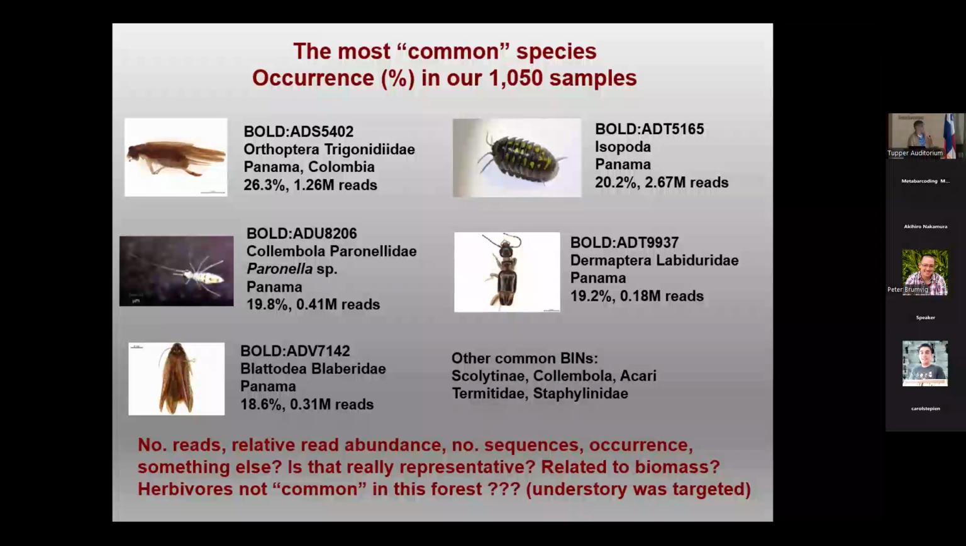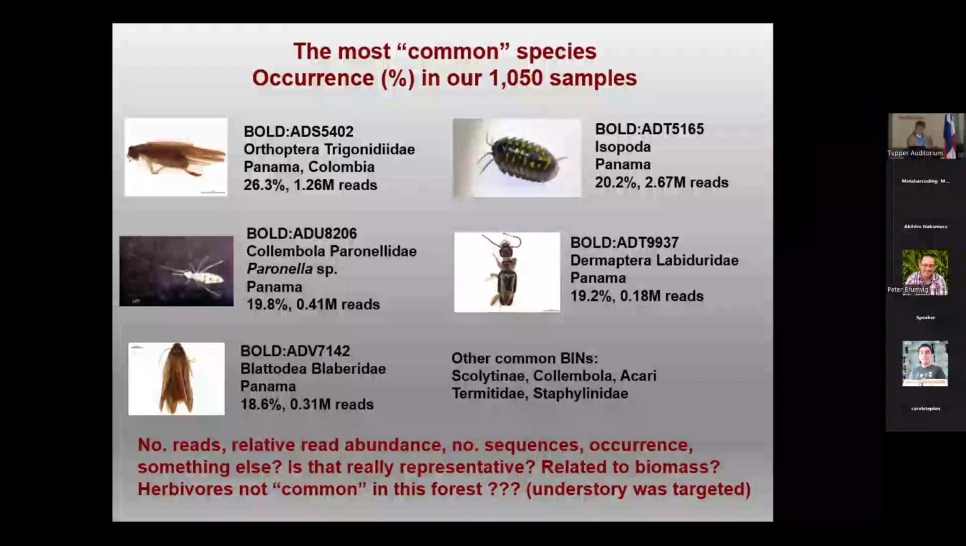So the question is, this is just looking at the occurrence, the prevalence in the sample, but you have other ways of expressing this. We can look at the number of reads, the relative read abundance, which is often used, the number of sequences, the prevalence, or maybe some other variable of interest. And we're going to hear about this in other talks here. Is that related to biomass? Is that really representative? Is it really those species which are the most common species on the island?